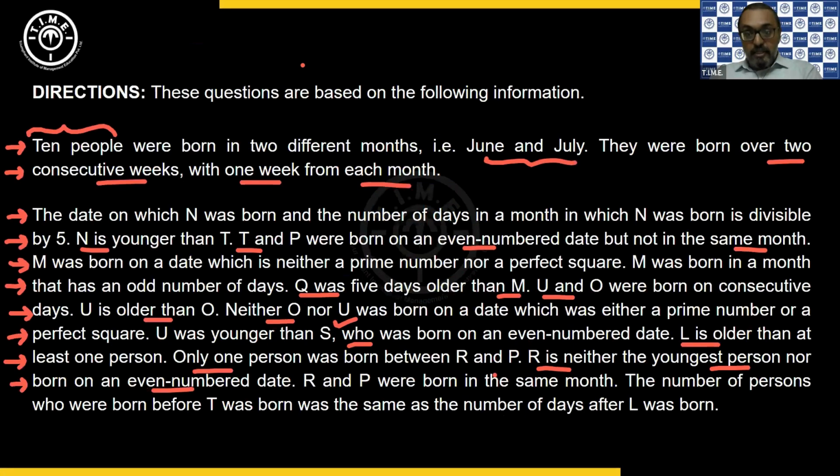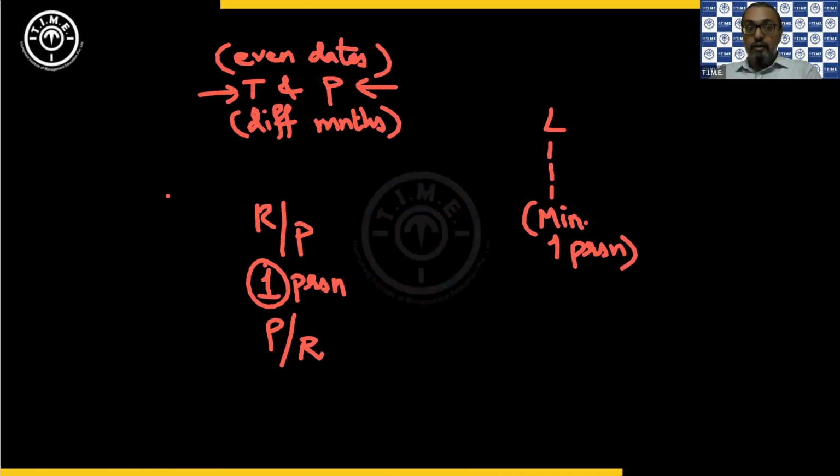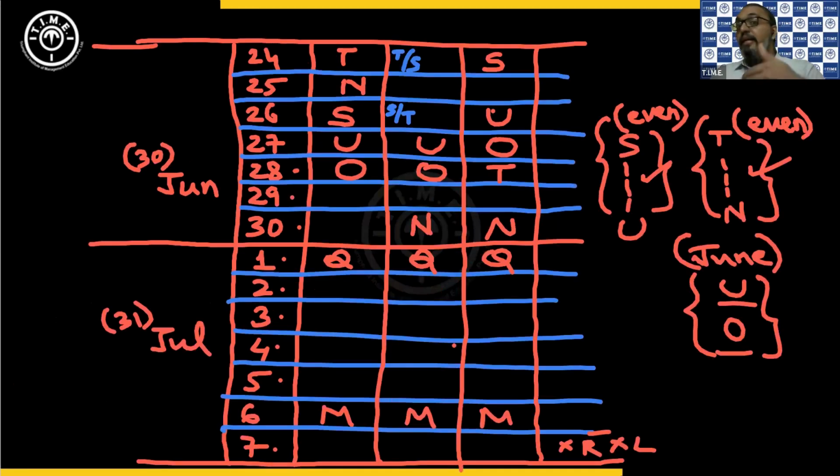Okay. And he also says that R is not born on an even numbered date. So R has to be odd. And we know P has to be even. Okay. And there should be 1% between R and P. So now it cannot happen in the June. It has to happen in the July. Now the even numbers available are 2 and 4 only for P. But if I fix P for 4, then where can I fix R? I cannot fix R in the 7th.